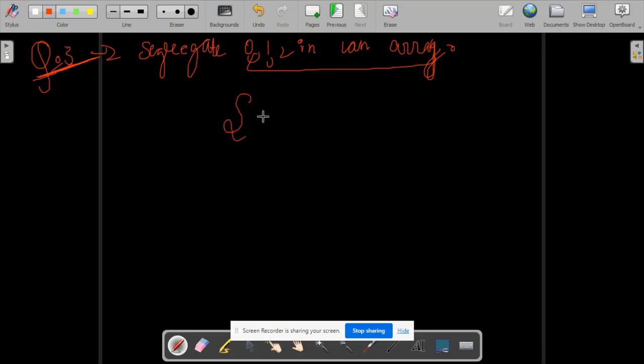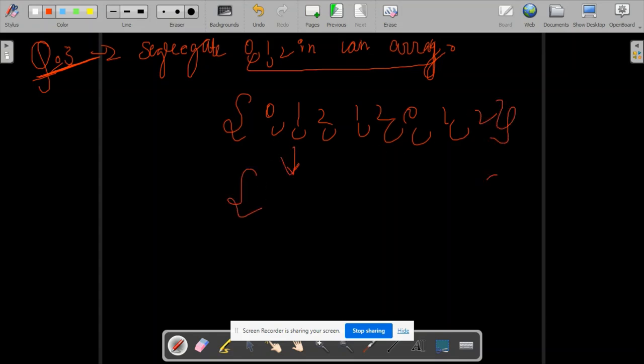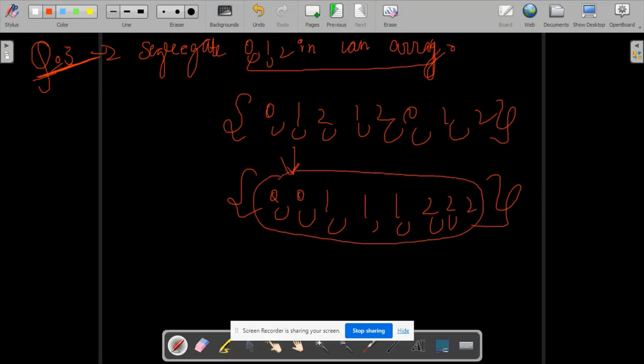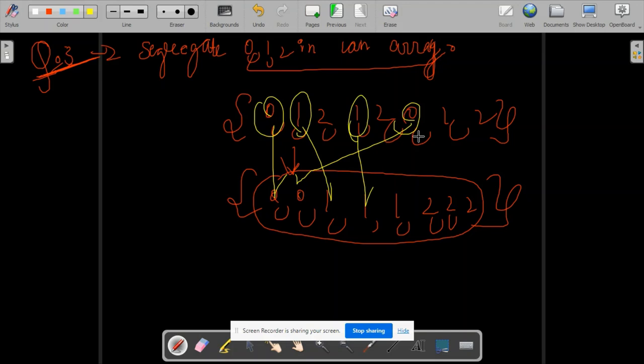Now, there is some array given. This array is 0, 1, 2, 1, 2, 0, 1, 2. You have to make it so that at first all zeros will come, after that all ones will come, and then after that all twos will come. This is what segregation means: firstly you put all zeros, then you put all ones together, then all twos together.